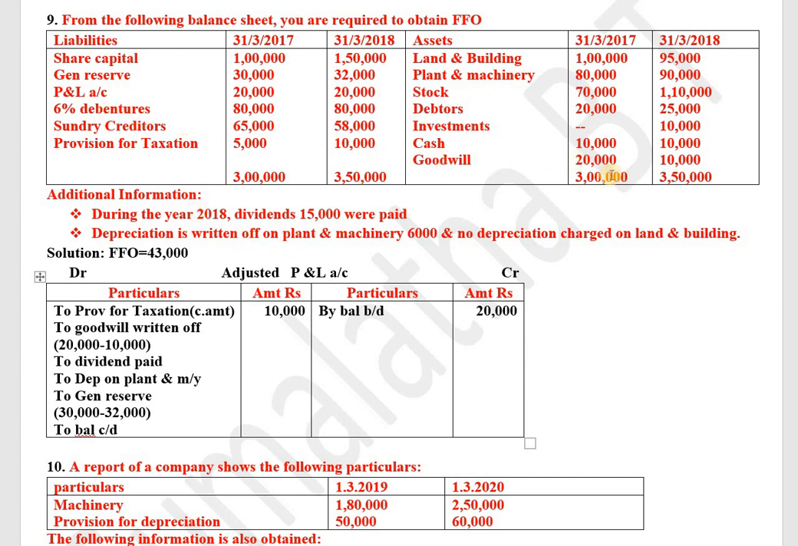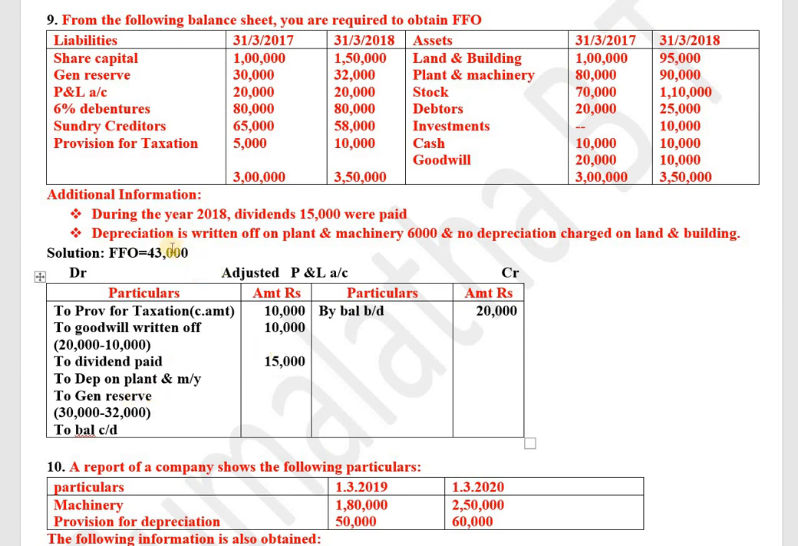If you look at this side, goodwill, how much is goodwill? It has decreased. That means goodwill written off. 20,000 minus 10,000, how much do you get? 10,000 is your goodwill written off. Calculations like this can be shown here, not an issue. And next, here they have given that during the year 2018, dividends were paid. 15,000 dividends were paid, they have said. How much dividend paid? 15,000.